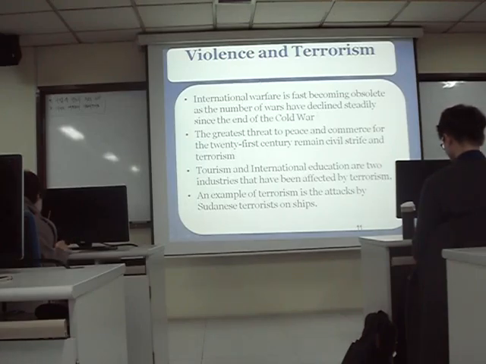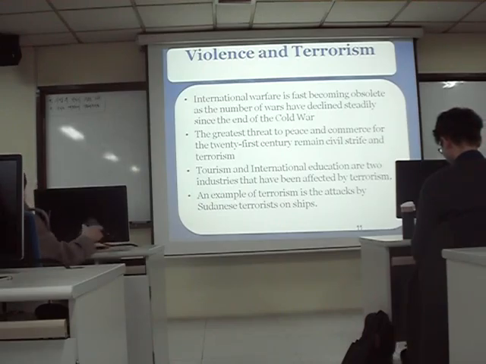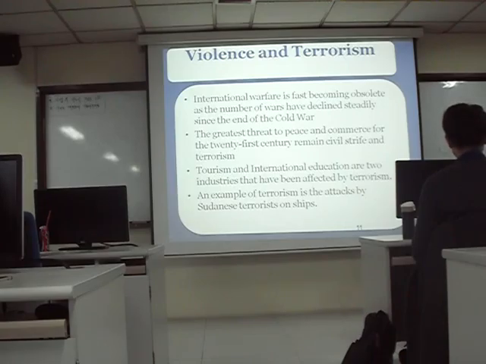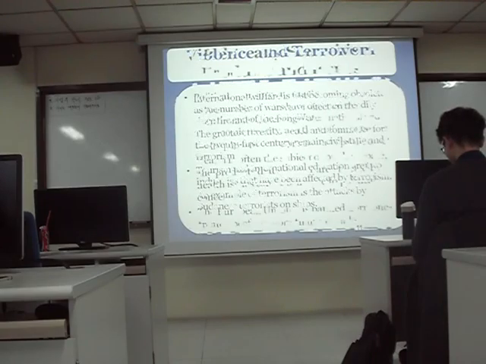We have violence and terrorism. Mainly terrorism is getting more of an issue these days. We saw recently the attack in Brussels. So tourism and international education are two industries that have been affected by terrorism. So whenever there's a terrorist attack, we always see the stock price goes down after it. Travel companies like hotels, that kind of thing. Okay. We saw the Somali terrorists attacking ships. Nowadays the ships have to take a longer route to avoid some terrorist attack.